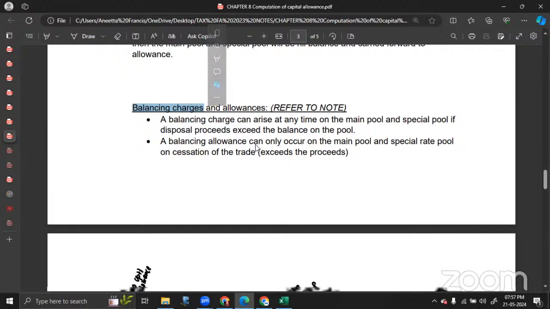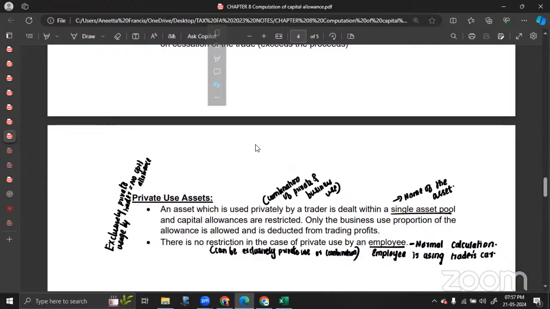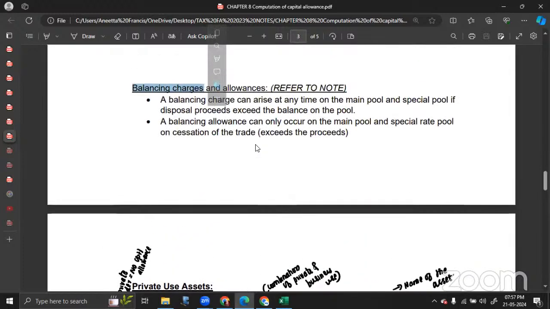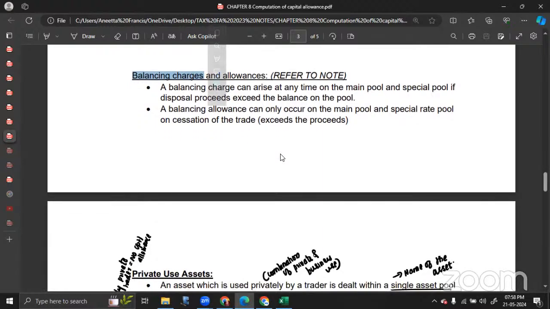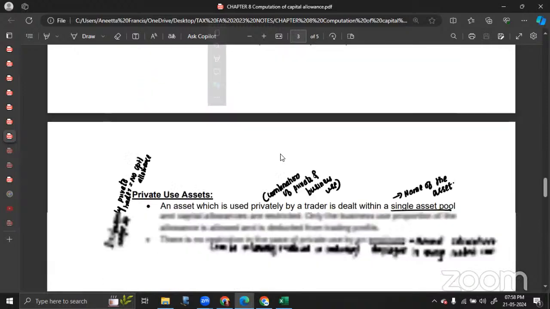Now, balancing allowances, there are three situations where you can write balancing allowances. If the nameless balance is positive, and it's a short life asset sold within 8 years, or if it is a privately used asset sold, or if it is the final year of trade. In those circumstances, if the nameless balance is positive, we call it a balancing allowance, and you transfer the entire amount to your capital allowance column.